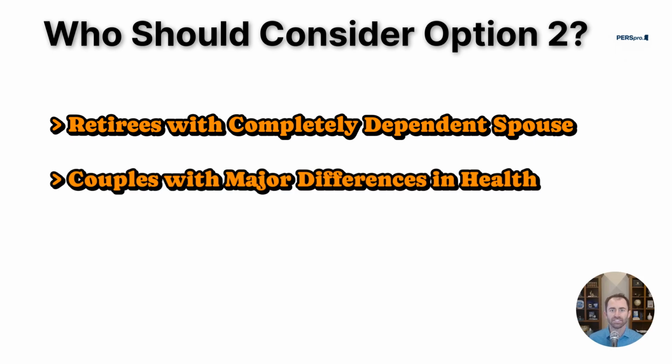Couples with major differences in health. If you have health issues that limit your life expectancy as a PERS retiree and your spouse is healthy and has strong genes in their family, Option 2 may maximize your benefits despite the lower monthly benefit amount.